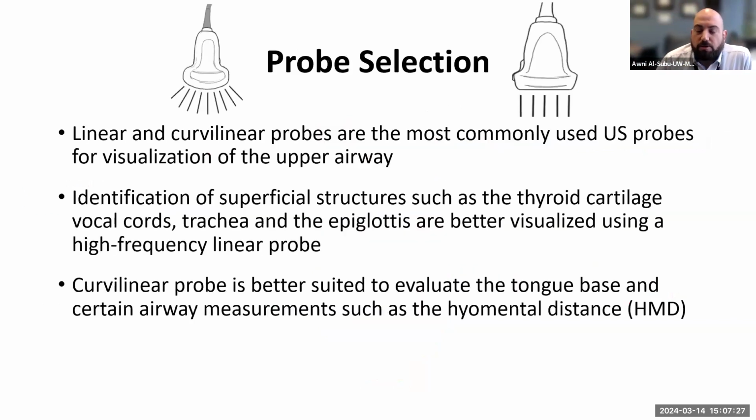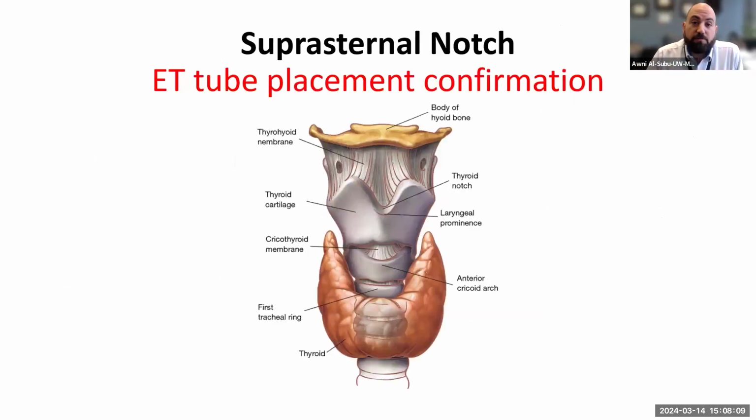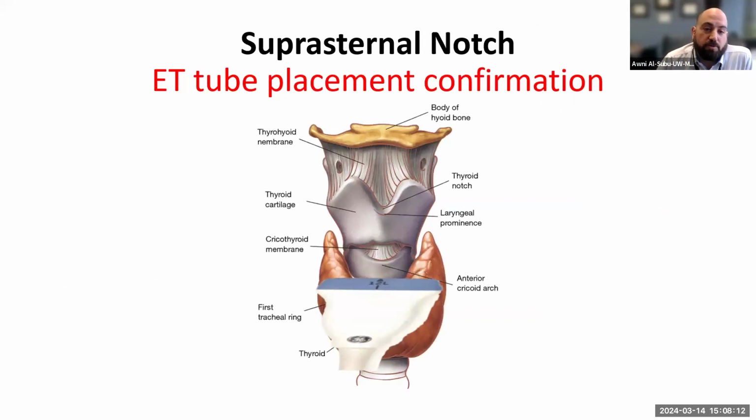But before we dive into that, a couple of comments on what probe to use. The linear and curvilinear probes are the most commonly used ultrasound probes for visualization of the upper airway. Superficial structures like the thyroid cartilage, the vocal cord, the trachea, and the epiglottis are better visualized using a high-frequency linear probe, while the curvilinear probe is reserved for deeper structures, like the tongue base, and for certain airway measurements like the hyomental distance. I will talk about these, but I just want to put it out there before we start. As you'll see from the next slide, we'll talk about selection of probe during each step.